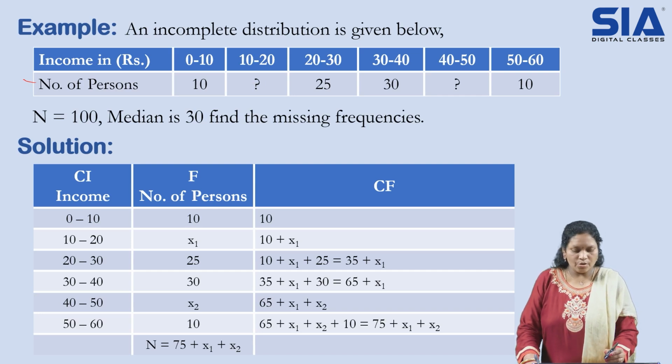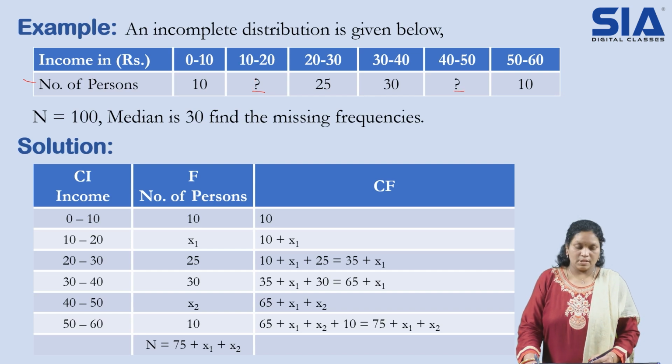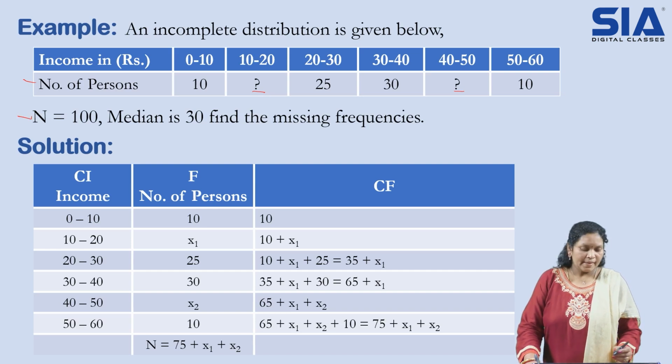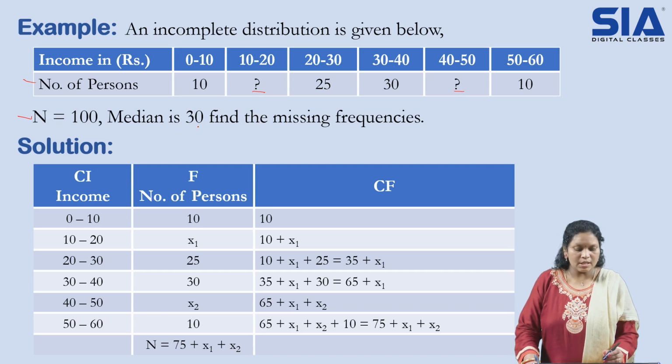So we need to find these question marks, we need to obtain answers for them. So these frequencies we need to find. How to do that, let us check. Whenever they give missing frequencies to be identified, they'll give some extra information, that is the overall frequency total and a median value also. In the question, they have given the n value, that is the total of frequency, N is equal to 100, and the median is 30.